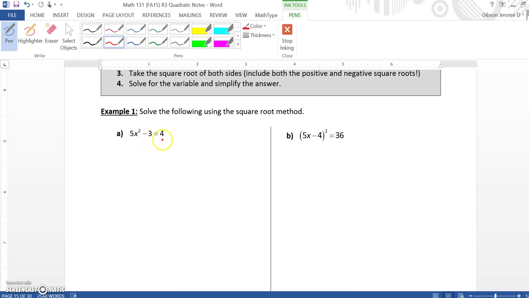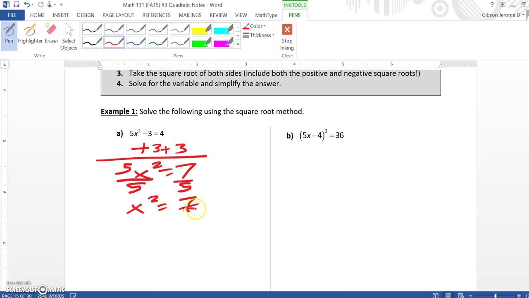We have 5x squared minus 3 equals 4. So we should add 3 to both sides, and we will have 5x squared is equal to 7. Now, we have to get x squared by itself. So we would divide each side by 5, and we will have x squared is equal to 7/5. Now we want to get x by itself, so we would take the square root on both sides. So we have the square root of x squared is equal to the square root of 7/5.